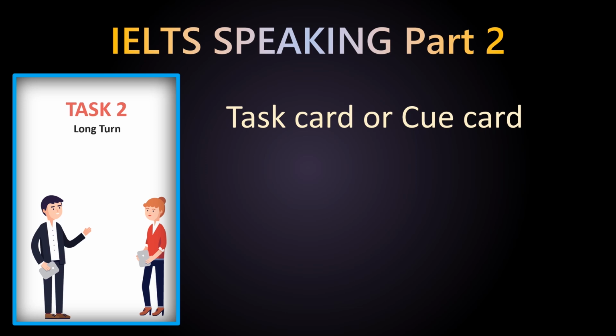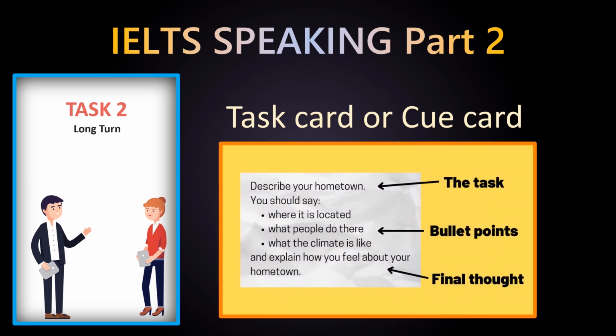Let me give you an example. As you can see on the screen, this is a task card or cue card. And you can see on the top of the card, describe your hometown. This is the topic you should talk about. And you should say where it is located, what people do there, and what the climate is like. And at the end, for the conclusion, you should explain how you feel about your hometown.